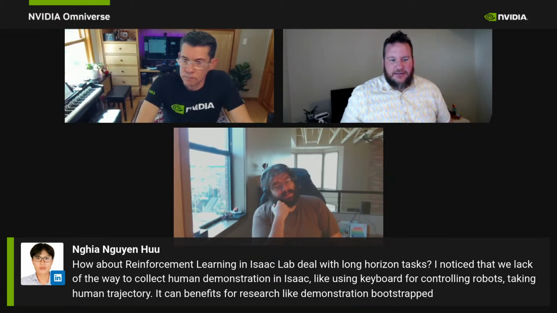Now, for the long horizon tasks part, I think there are a lot of different ways to do reinforcement learning on long horizon tasks. A long horizon task means that the horizon, which traditionally is the distance forward in time you have to plan for what's going to happen, is very long. You have to plan far ahead of time, and there are a number of different ways you could go about doing that. I don't think there's anything specific in Isaac Lab that's specifically for long horizon tasks.